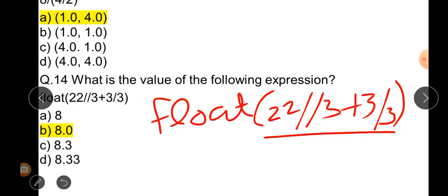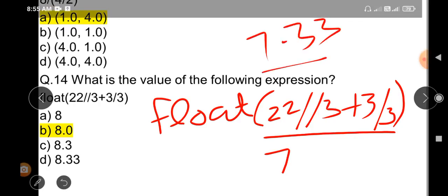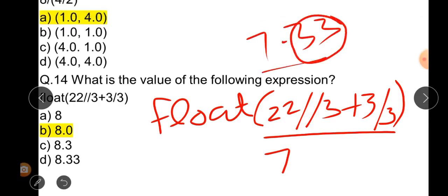So 22 floor division 3 is there. When we divide 22 by 3, we get 7. Always remember that it is a truncate operator, so whatever value comes after the decimal is chopped off or truncated. So our answer is 7. But if there were a division operator, the answer would be 7.33, like that. But this part is chopped off or truncated. So our answer is 7 as far as the first part is concerned.